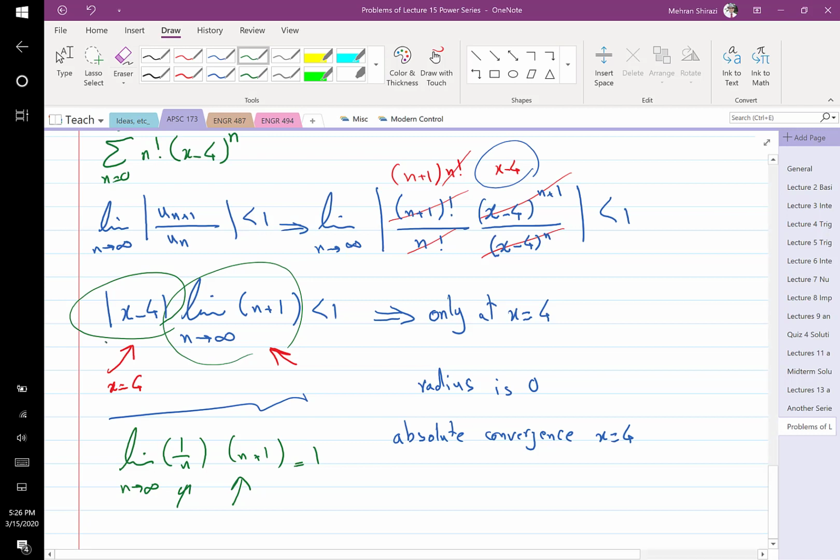You should do L'Hopital's rule or any other method you know. But in the case of this example, x is exactly 4. So we have 0 times a big number, and it's 0. That's why this thing converges only at x equals 4 and diverges anywhere else.